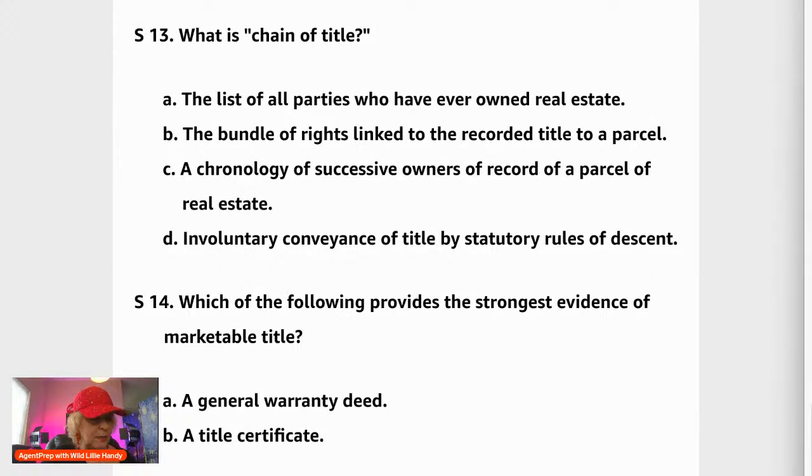What is the chain? Would it answer A? No, it is not A. It's not the list of all properties. The chain of title has to do with one particular property, one specific property. It's the owners that change. So a chain is you have a chain of owners, right? So you have one owner here, another owner, and it keeps going. So it's a chronology of successive owners of record of a parcel of real estate.